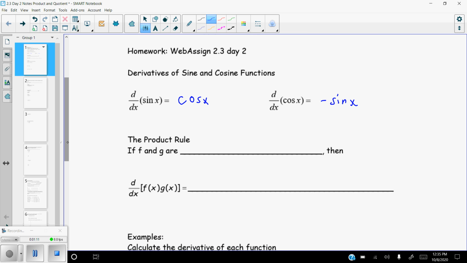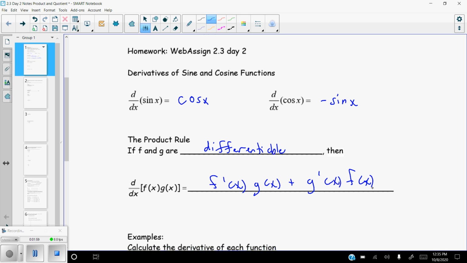So the product rule, which is a rule for two functions that are being multiplied together, says if you have f and g and they are differentiable, again, just meaning you can take a derivative, then the derivative of f times g of x is going to be the derivative of f of x times g of x plus the derivative of g of x times f of x.